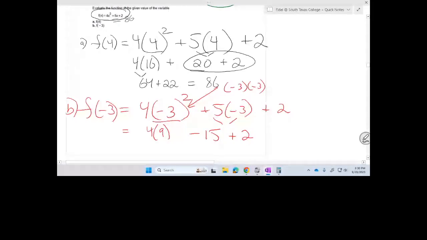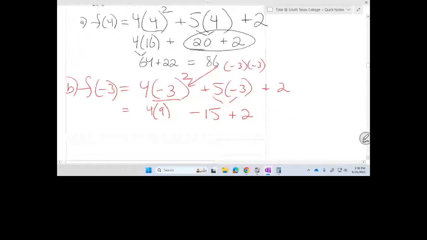Okay. I'm going to do my order of operations, y'all. I'm going to multiply. 4 times 9 is 36. Okay. And then I'm just going to go left to right, y'all. Look, 36 minus 15. 36 minus 15 should be something like 21. And 21 plus 2, y'all, should be something like 23.